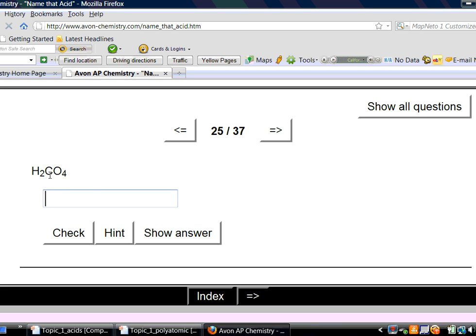Go ahead and try to name H2CO4. Hopefully you recognize that we have one more oxygen than the carbonate ion. So we're looking at percarbonate, but we're going to drop the ate ending and put ic. So percarbonic acid.